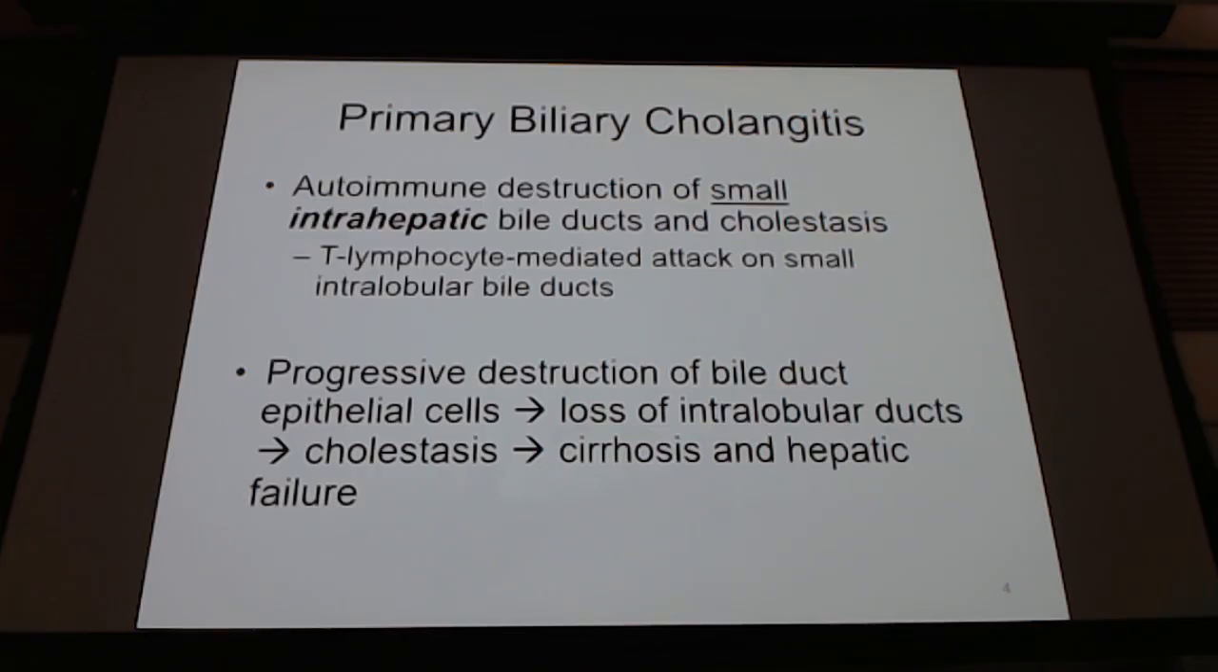So, primary biliary cholangitis: autoimmune destruction of the small intrahepatic bile ducts. There's a reason that's underlined. It's intrahepatic, meaning inside the liver, not outside the liver. So it's solely intrahepatic with the bile ducts. It's T lymphocyte mediated, which is why it's an autoimmune attack on the bile ducts. Destruction of the duct cells causes loss of those ducts, which causes cholestasis. Stasis means bad; it opens the door for infection, and then cirrhosis and ultimately hepatic failure.